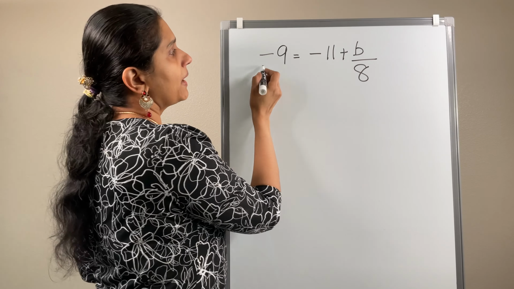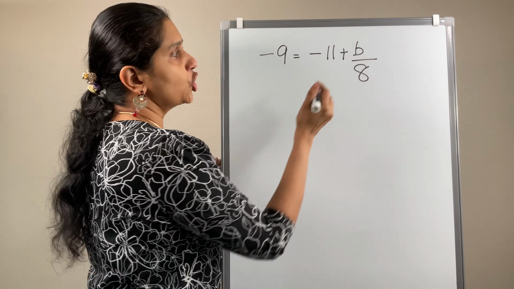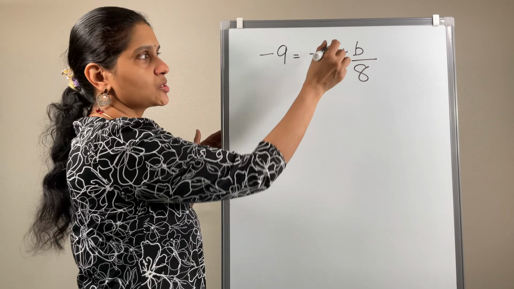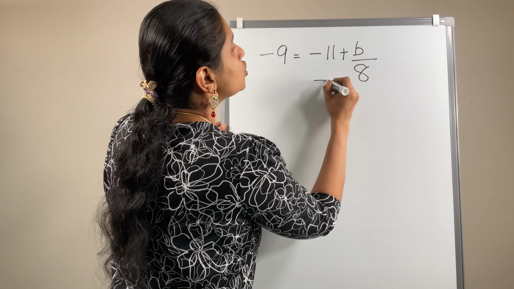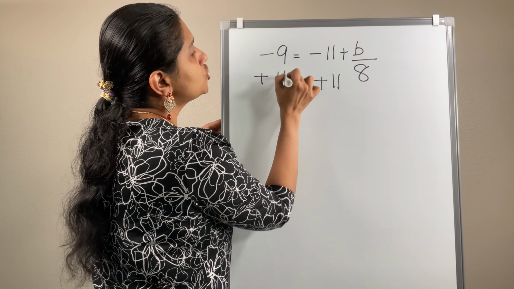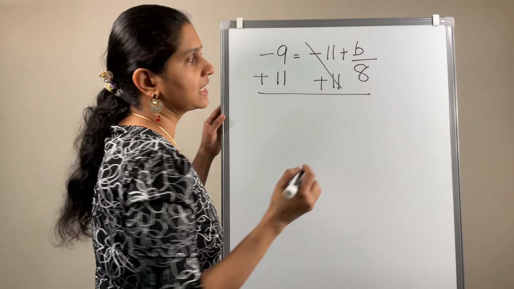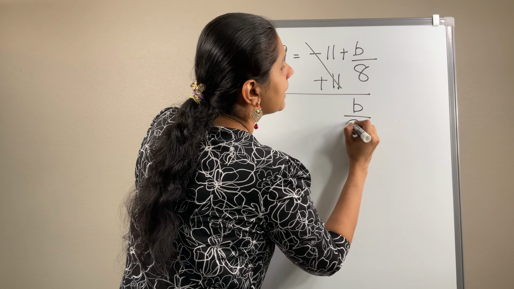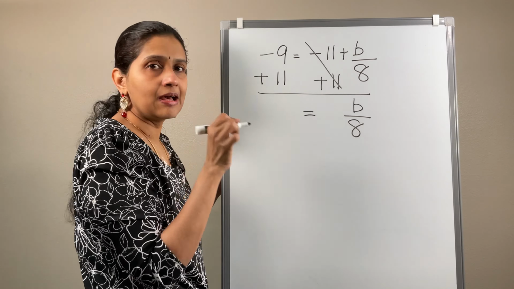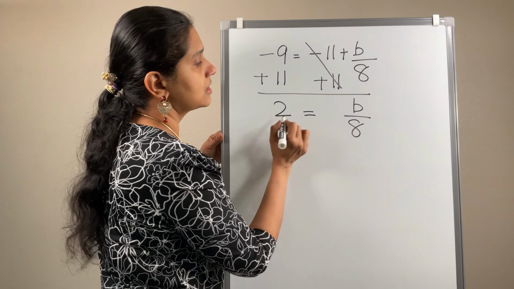Consider the example negative 9 equal to negative 11 plus b by 8. So to isolate this term b by 8, first we need to avoid negative 11 which is associated with b by 8. So I am going to take the inverse of negative 11, that is positive 11. So I am adding positive 11 on both the sides. Negative 11, positive 11 will get cancelled, and you will be left with b by 8 on one side. That is going to be equal to negative 9 plus 11, which is positive 2. So that is b by 8 equal to 2.